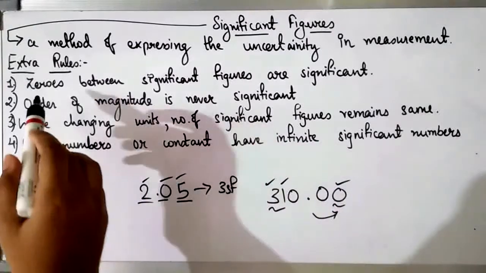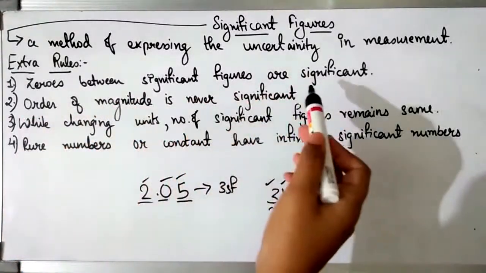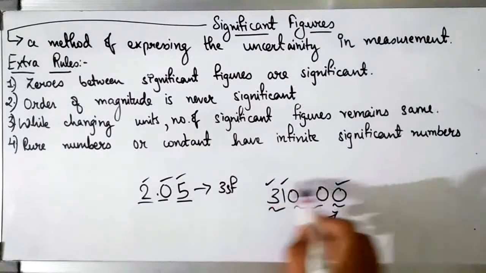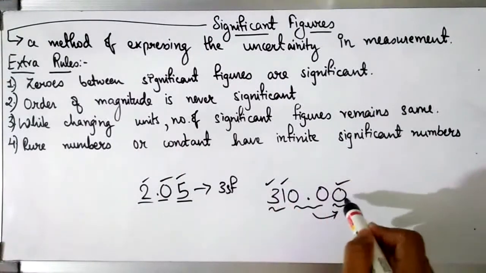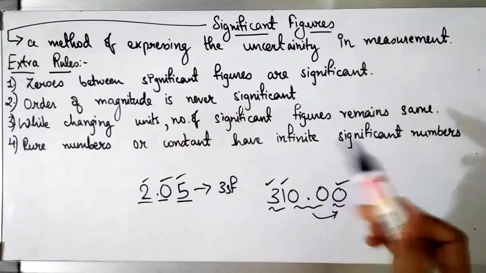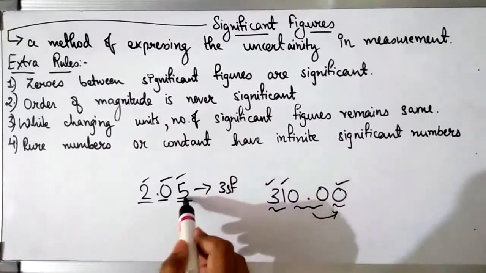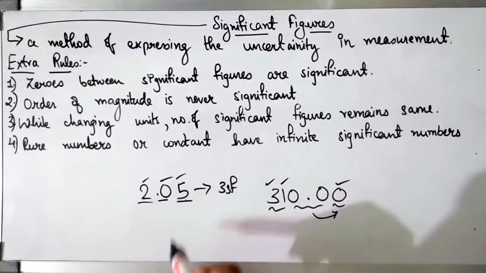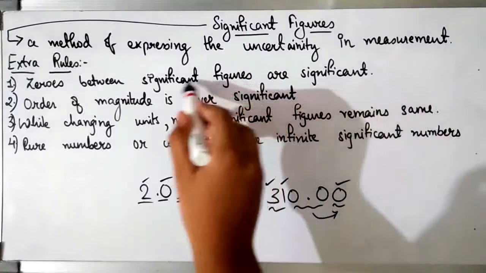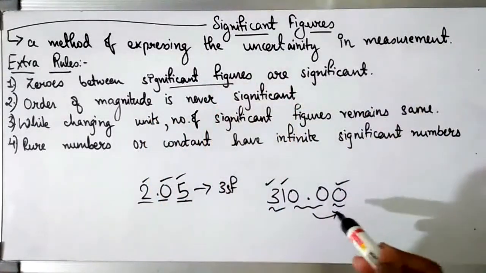Now the rule says that when zeros are present between significant figures, then also they are significant. You can see that here these 2 zeros are present between these significant figures. But this is not a non-zero, it is a significant figure. Last time I told you that when zeros are present between 2 non-zeros, then they are significant. But here the rule is a little changed, and it says that when zeros are present between 2 significant figures, then also they are significant.